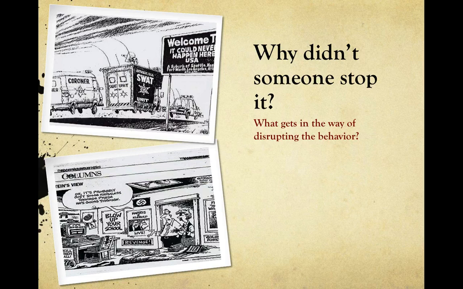So what gets in the way of stopping the behavior? Why don't people notice the signs? One reason is denial, believing that it just couldn't be, or it couldn't happen here. Another reason is rationalization, which happens when people insert "just" into the behavioral description. For example, he was just ranting on Facebook. By saying that, you are rationalizing someone's behavior.